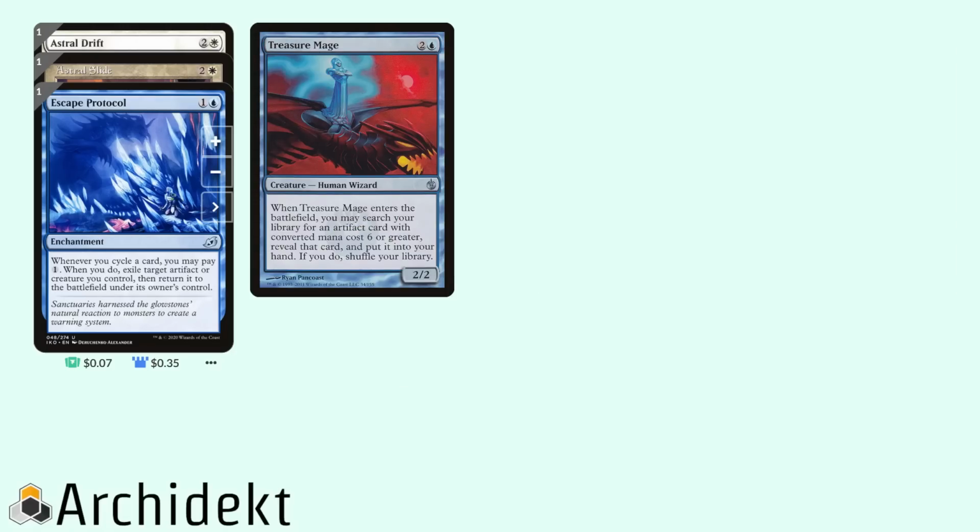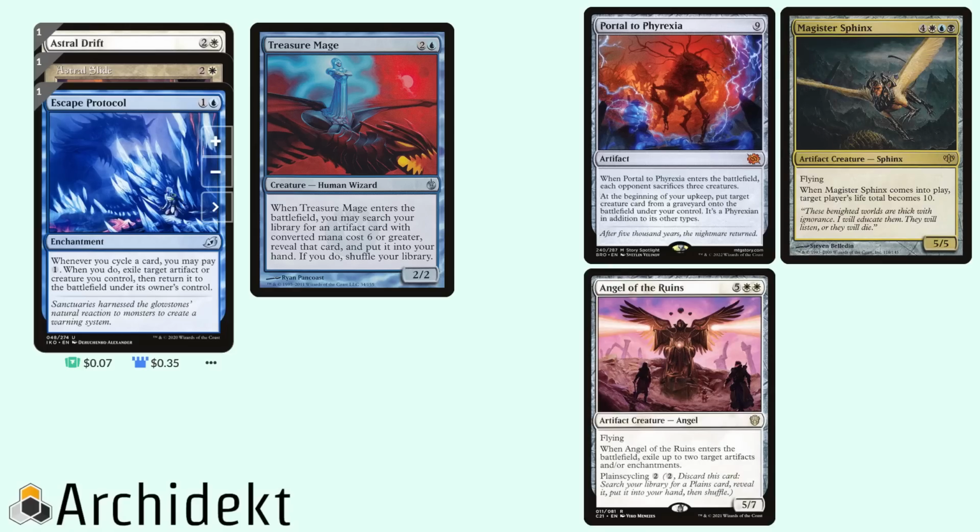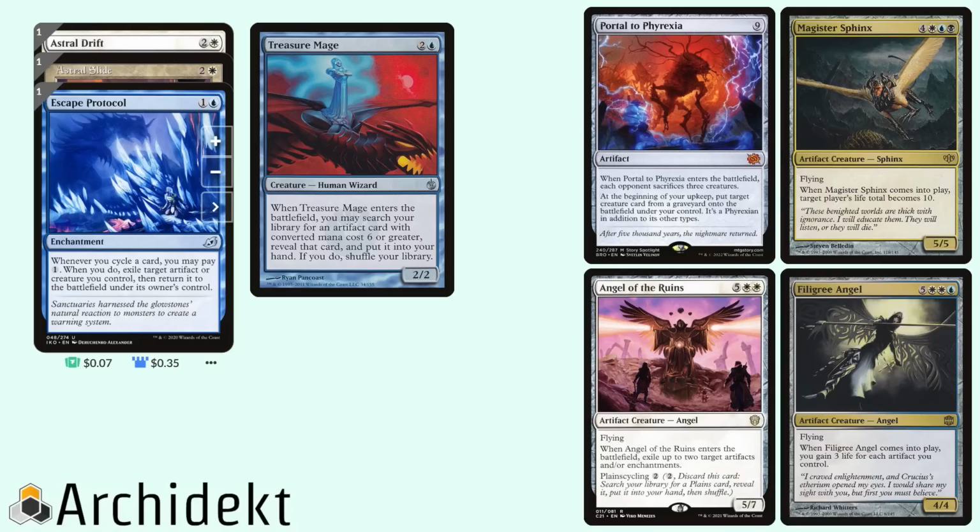On the other end of things, Portal to Phyrexia is a powerful card I was worried I'd be tutoring for too often with my Treasure Mage, but that really hasn't been the case. There are just so many useful top-end artifacts in the deck between win cons, removal of various types, life gain, and other utility cards. In fact, Portal hasn't even been my most common target for Treasure Mage. That honor goes to Angel of the Ruins, though even then I'd say that's only my pick about 30 to 40% of the time.